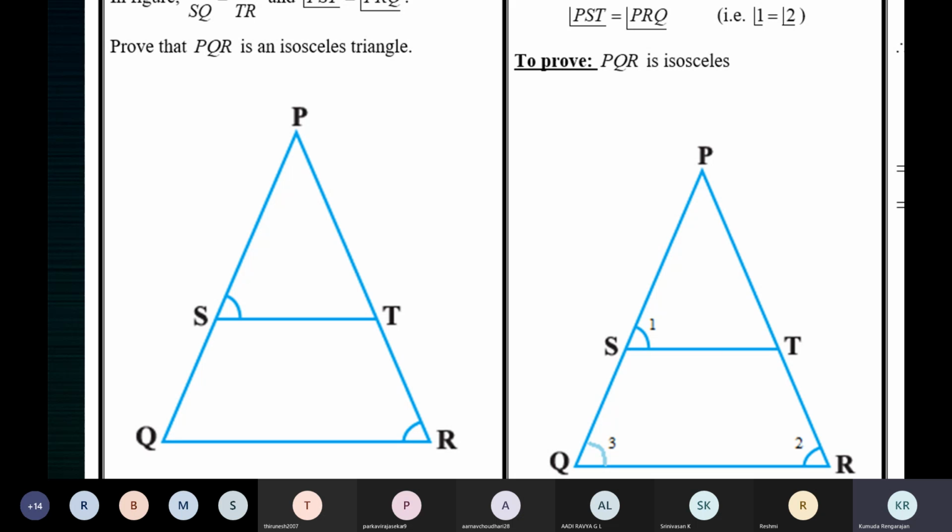Only when you know the lines are parallel, corresponding angles are equal. So angle 1 is equal to angle 3, and angle 1 is equal to angle 2. So from these two, angle 2 is equal to angle 3, which means PQR is isosceles.